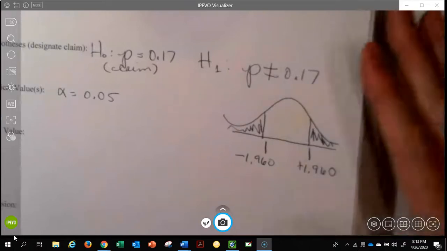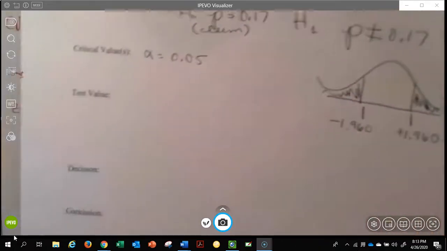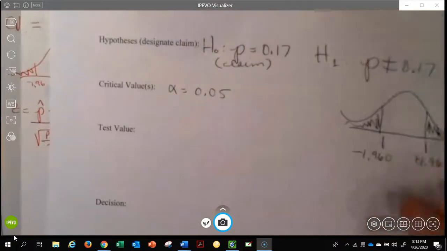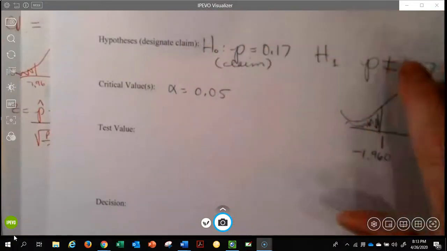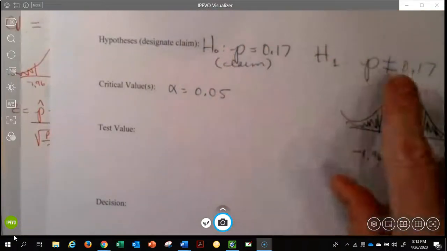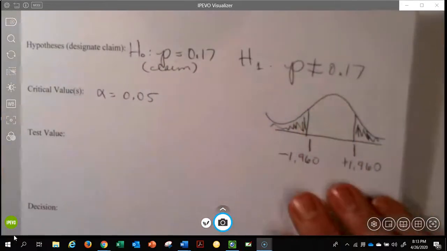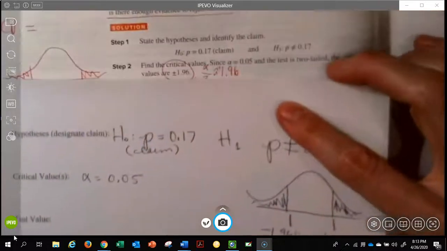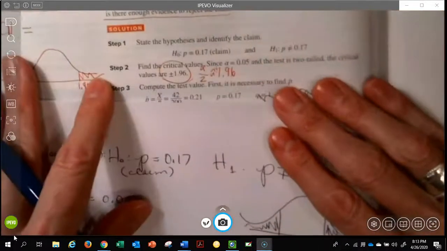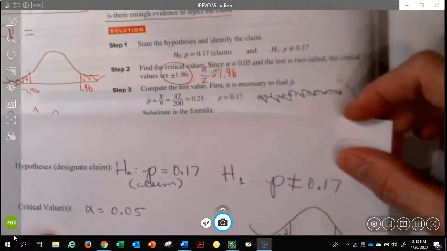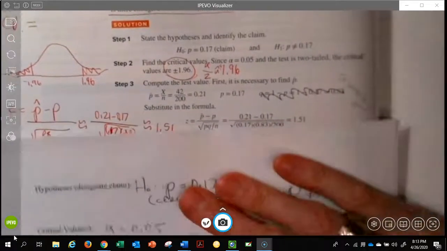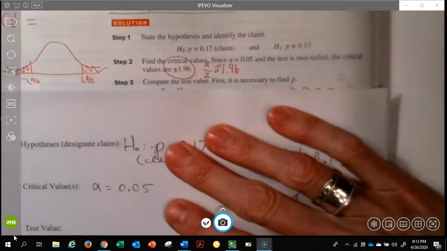This is pretty identical to what you're going to see on the test. You have to do the hypotheses, which one's the claim, and then find our critical value or values, and I like going ahead and putting them on the graph. So we've got a bunch of stuff going on, and then it says, I'll just leave it right here.